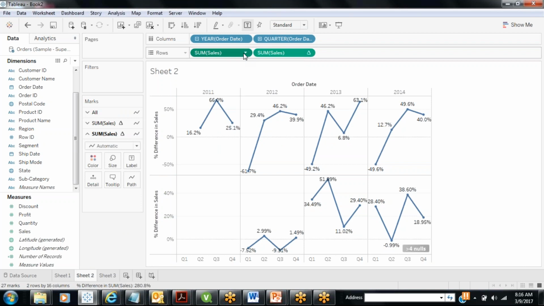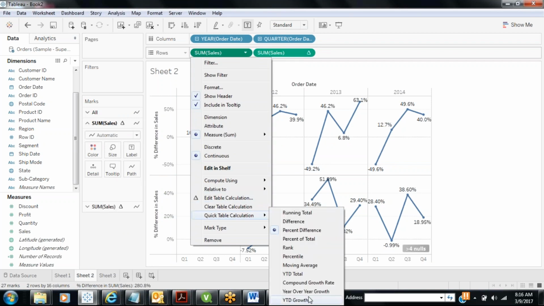then if you go and see this quick table calculation, all the 11 will be enabled, because this is YTD, year to date. This is in this year to date. Anything you require, either quarter or month or week or day. Then only this YTD total and YTD growth will be visible to you. Otherwise, if you have only year, you will see only the year over year growth and compound growth rate. Fine, clear.